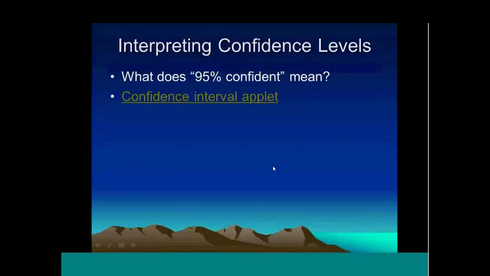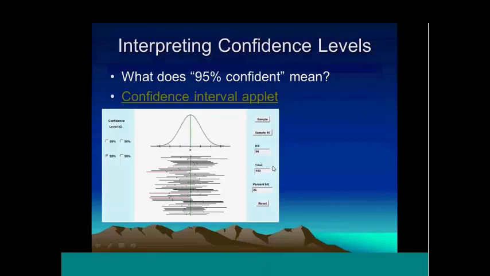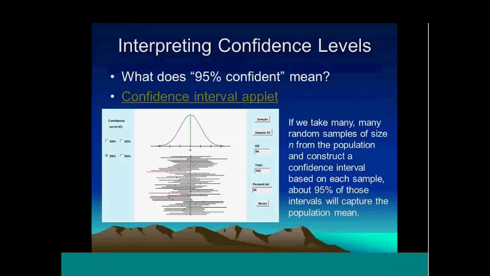All right, so we've shown our first applet, and it worked. I had a static screenshot just in case, but it's not nearly as much fun. So the idea, again, if we take many, many random samples of size n from that population and construct a confidence interval based on each of those samples, about 95% of those intervals will capture the population mean. So the big idea I want to leave here is confidence level equals capture rate in the long run. Confidence level equals long-run capture rate.